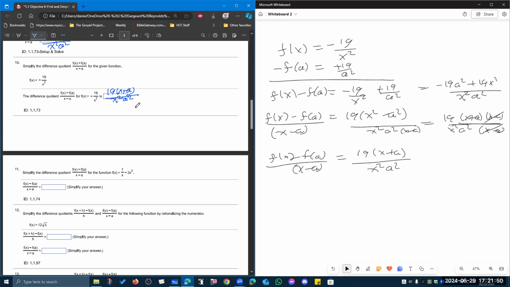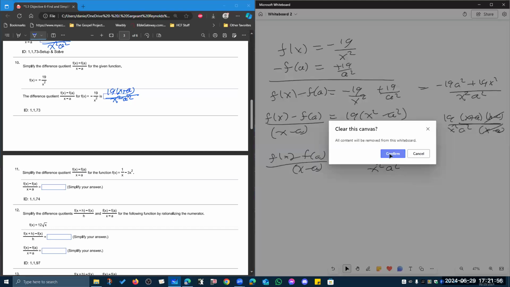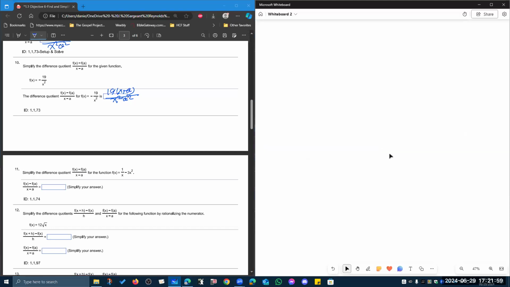All right, let's keep going. So number 11 now, f of x is equal to 1 over x minus 3x squared. And f of a is going to be 1 over a minus 3a squared. And we're going to change our signs and add.